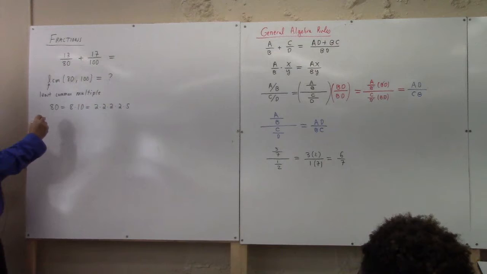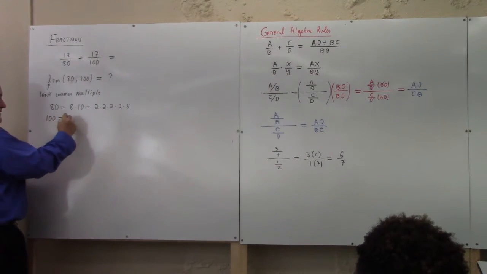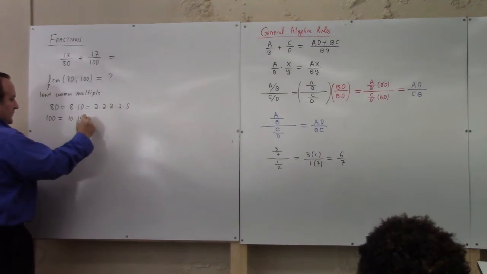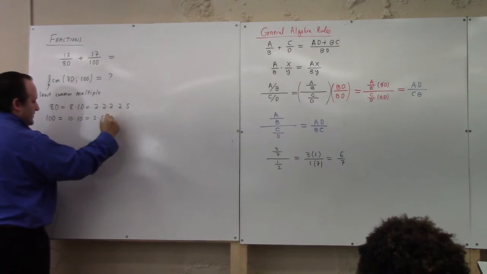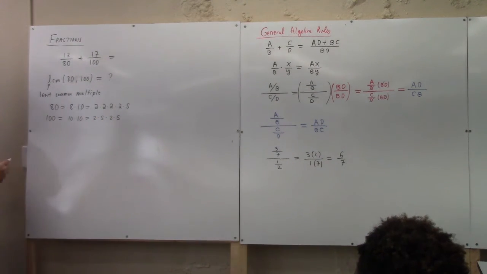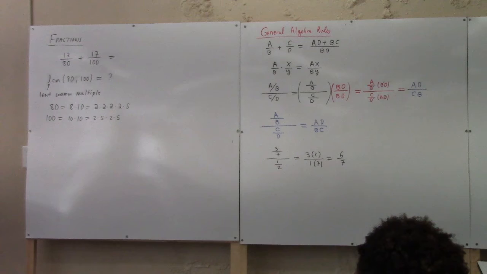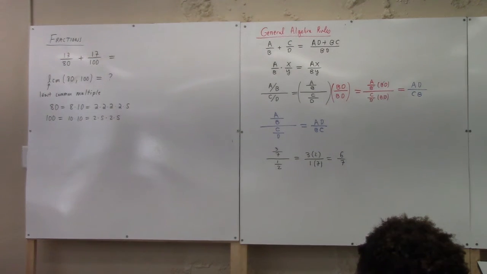How about 100? Well, that's 10 times 10, which is 2 times 5 times 2 times 5. So the least common multiple, we should be able to see from this. What's the least common multiple going to be then?